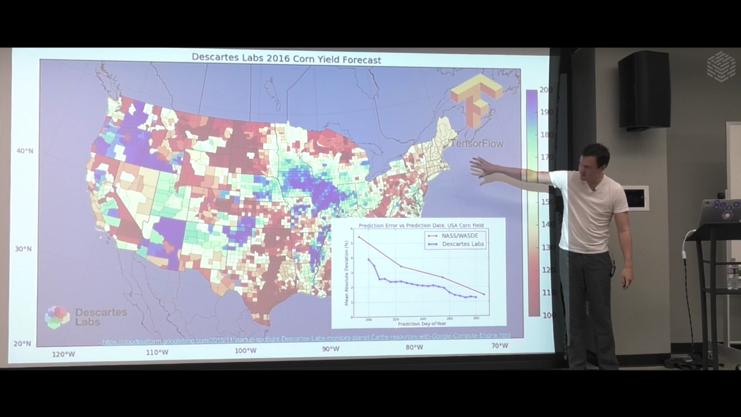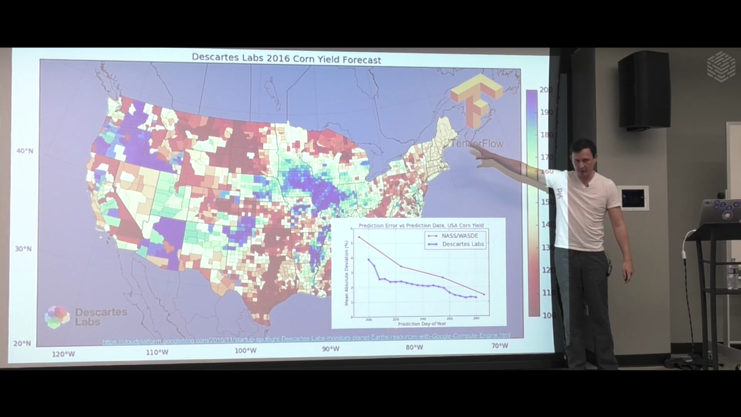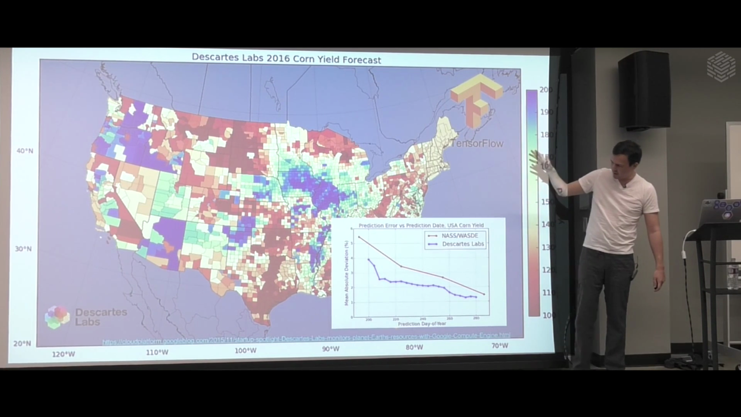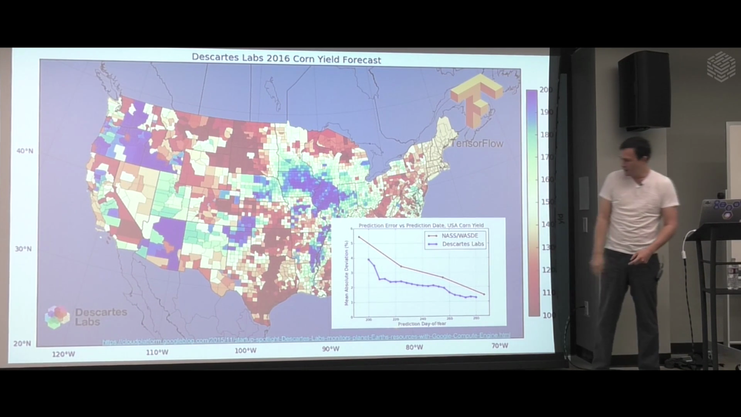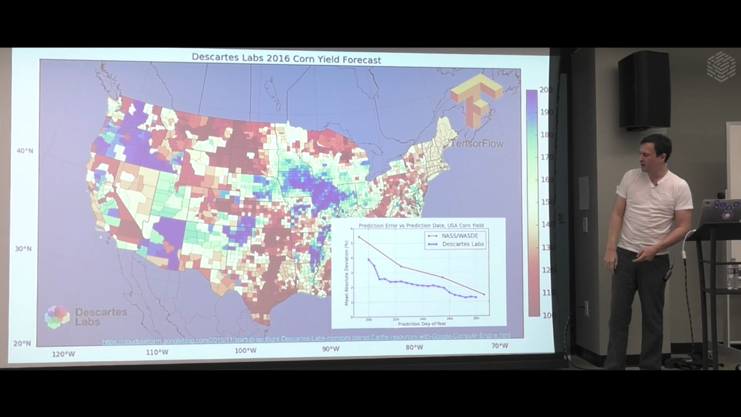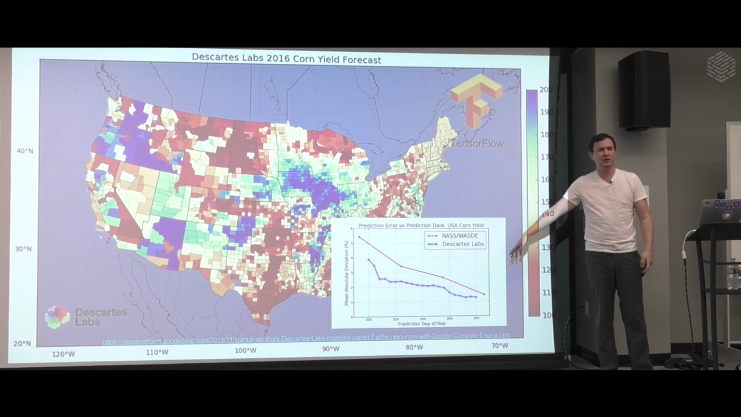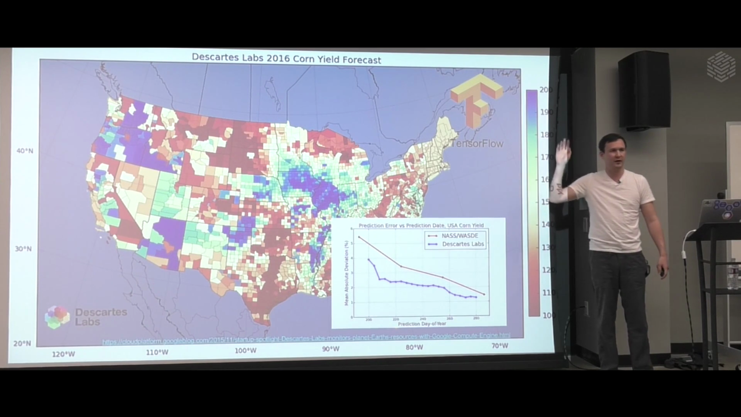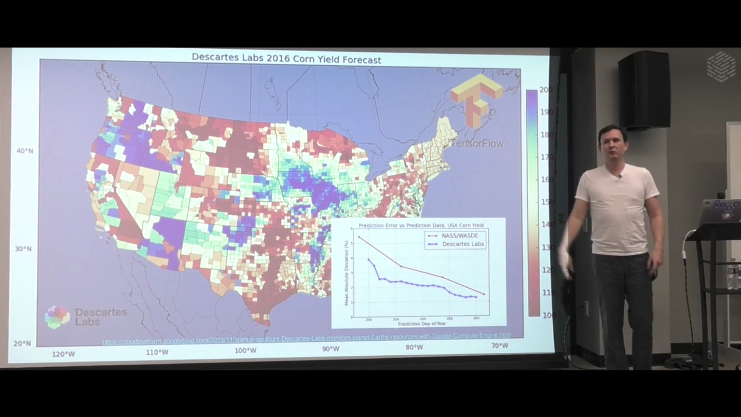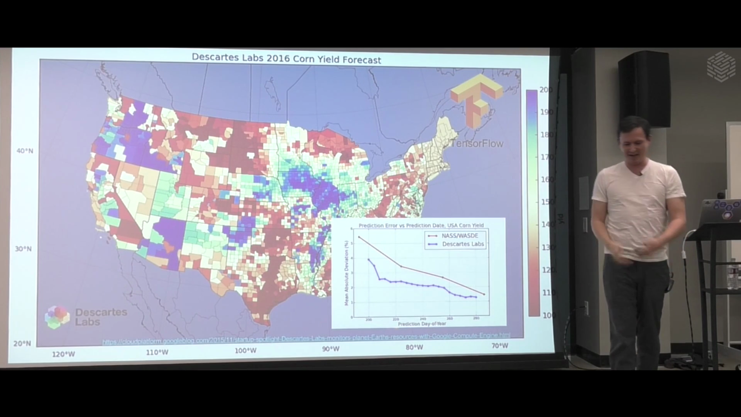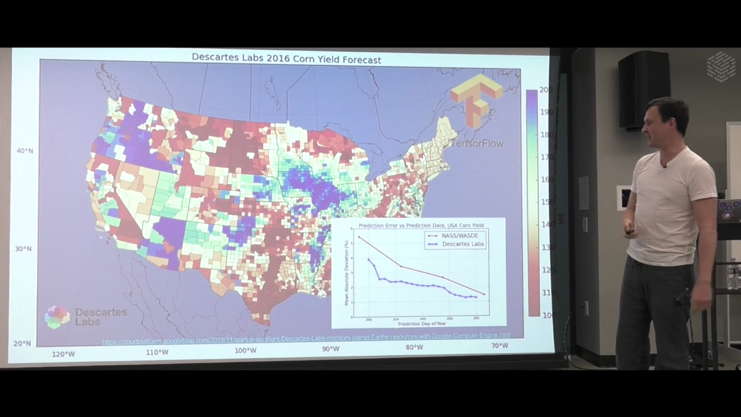Descartes Labs, by doing this agronometric geospatial approach, is actually able to get consistently lower error in their forecasting model with the backtesting versus the Department of Agriculture. And so their primary customer, anybody want to guess who buys from Descartes? Futures traders. Yes, it's hedge funds, exactly. Hedge funds buy these data.